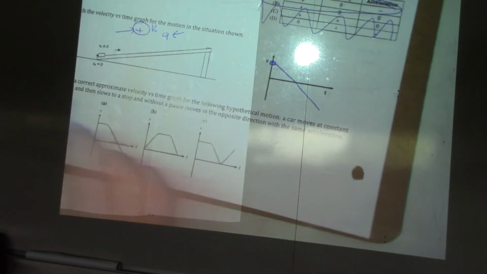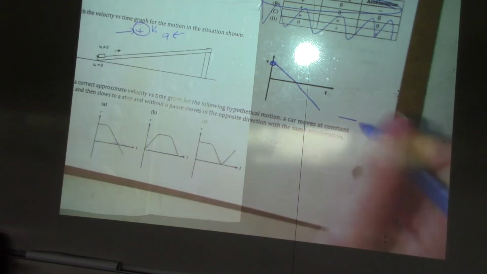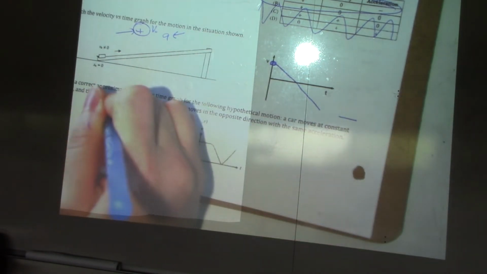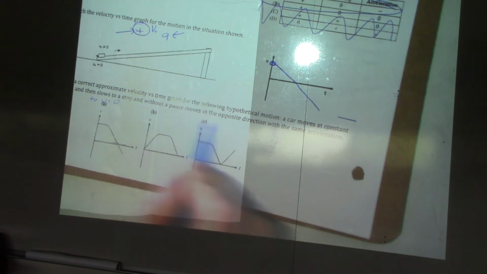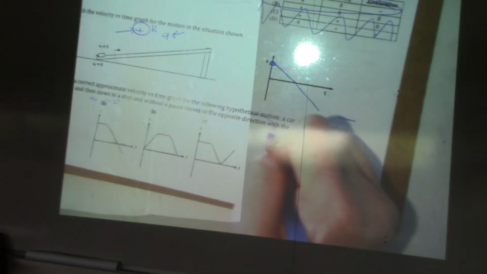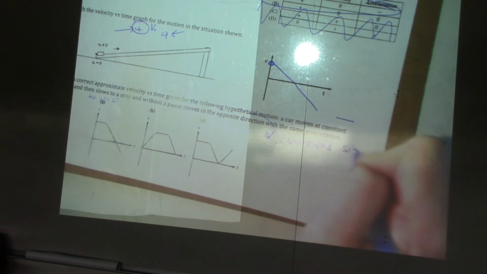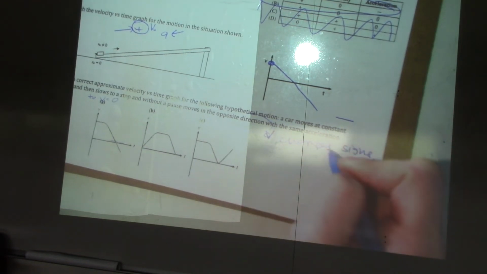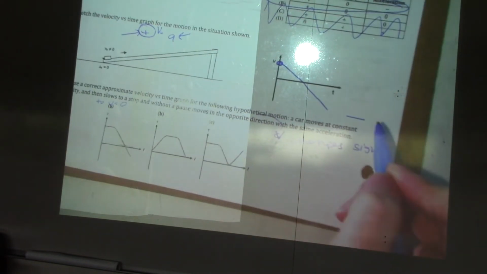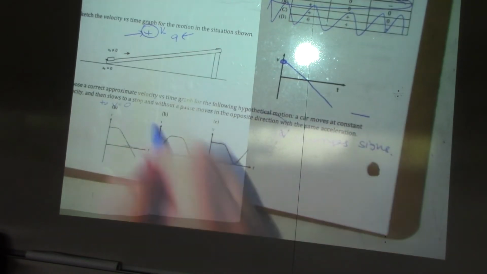Right, a car moves at a constant velocity, so that would be flat. Slows to a stop, so that would be going to v equals 0. And then without pause moves in the opposite direction, so that means that velocity changes signs. With the same acceleration. So the only one that changed signs at all is actually A.